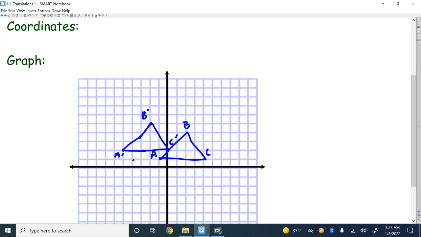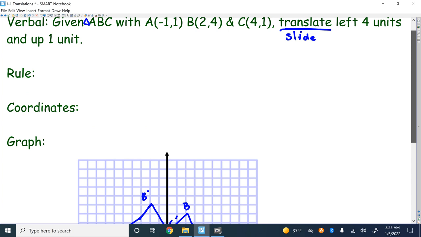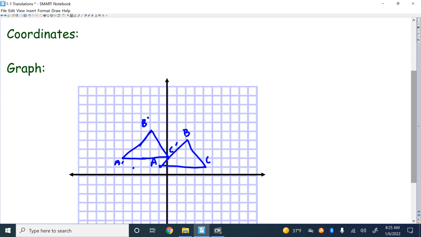Okay. So now that we have our new shape, now we can write our coordinates. Since I gave you the original coordinates, you don't have to write those down again. Just write the coordinates that are new. So what are the coordinates of A prime? So you don't have to write the original? No. Since they're already given, just write the new ones. Negative 5, 2. And B prime?